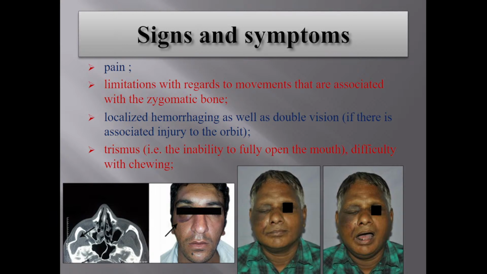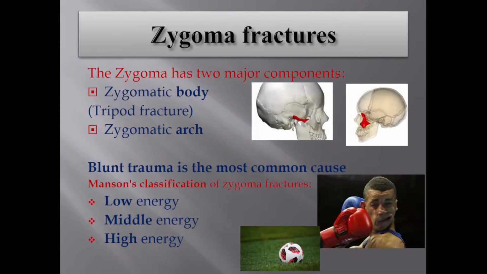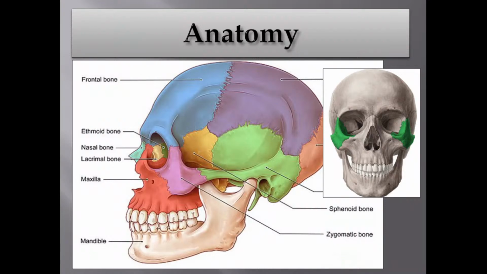Here you can see the patients with zygomatic bone fractures, and the cheekbones of these patients may be flattened due to the malar eminence being depressed, and you can see this easily on this photo. There is a palpable step defect, and this step defect we can palpate along the infraorbital rim, lateral orbital region, and zygomaticomaxillary buttress. Furthermore, there is what may be referred to as the flame sign that arises as a result of the tenderness of the lateral canthus being depressed and disrupted. Patients may also report paresthesia in the areas that are supplied by the nerves affected by the injury. And let's see on this photo, you can see the maxilla and zygomatic bone.